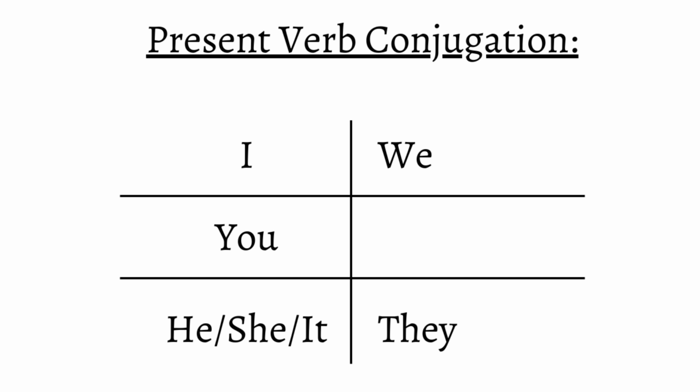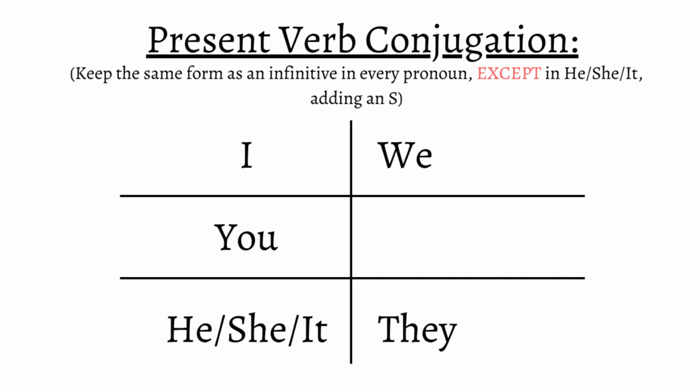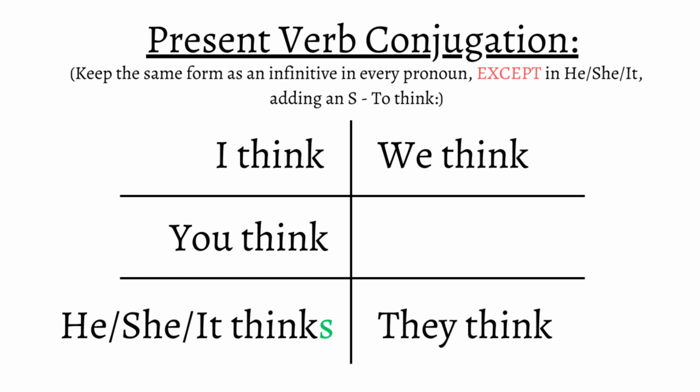The conjugation pattern for verbs in the present simple goes as follows. Keep the same form as the infinitive in all of the pronouns, except in he, she, it, which only adds an s in the third person. All other forms are the same as the infinitive. Let's take the verb to think. In the present simple, to think will look like this: I think, you think, he, she, it thinks, we think, and they think.